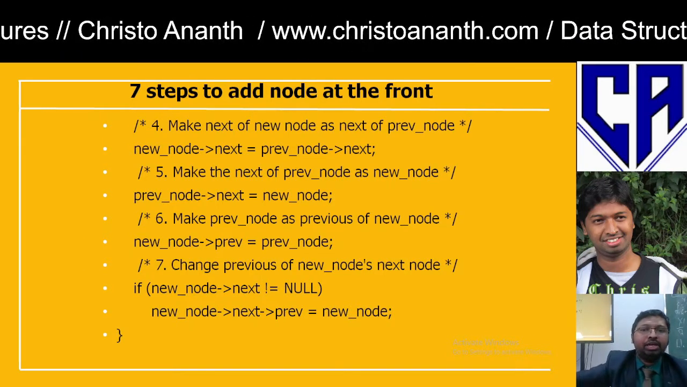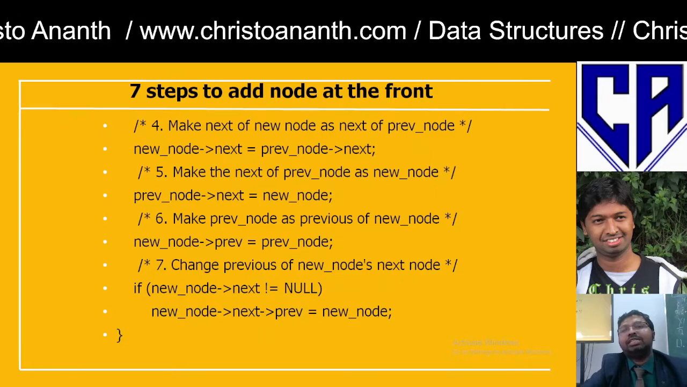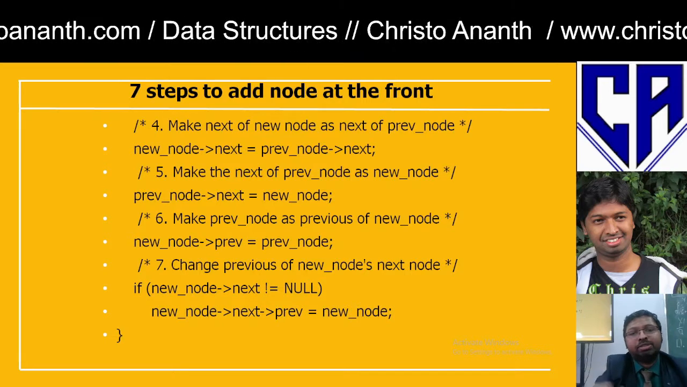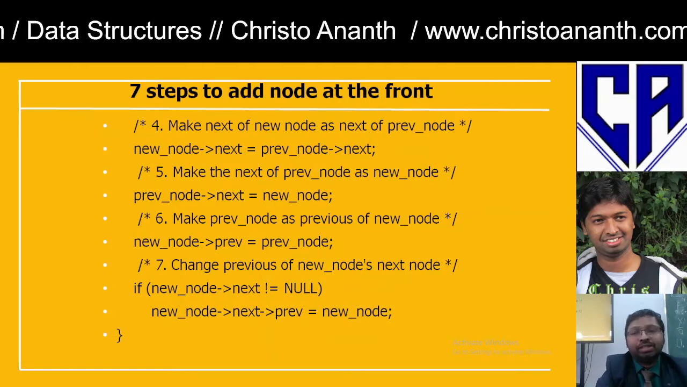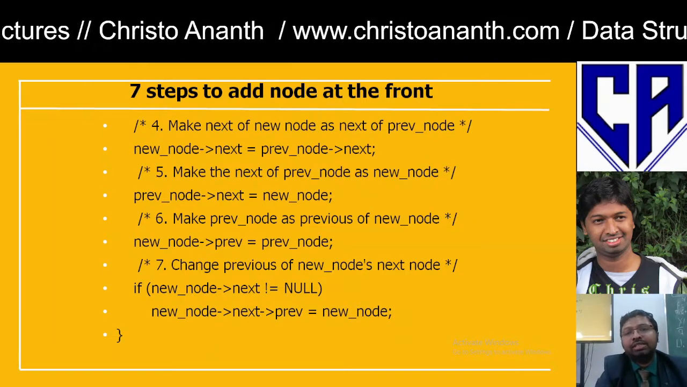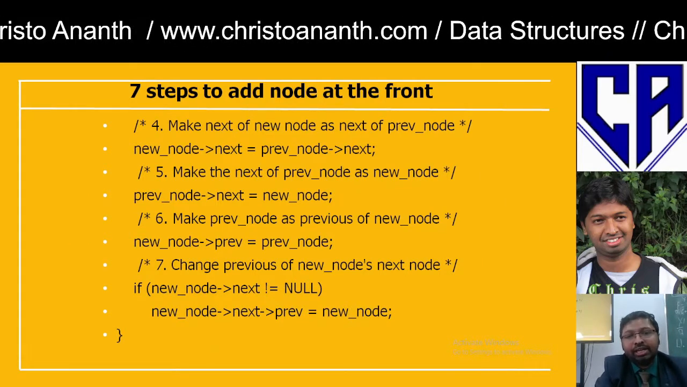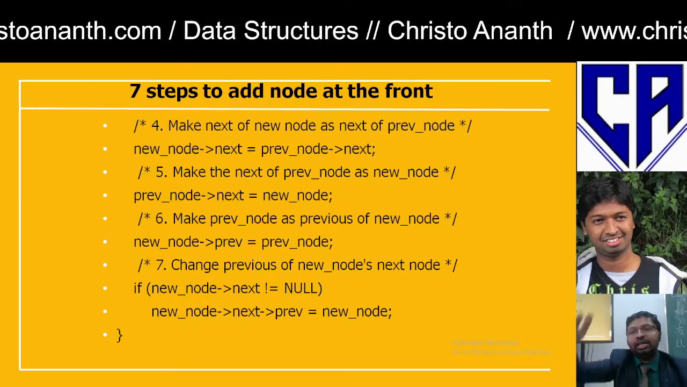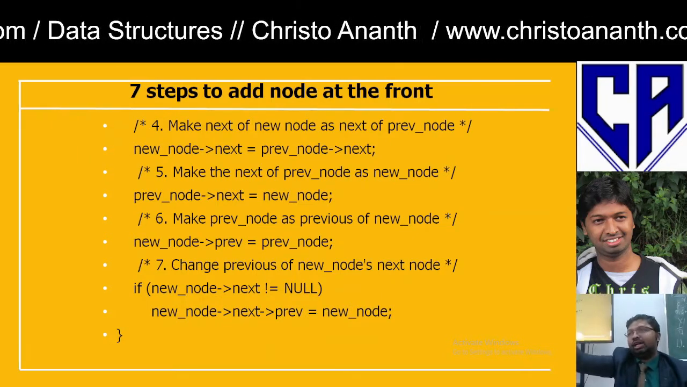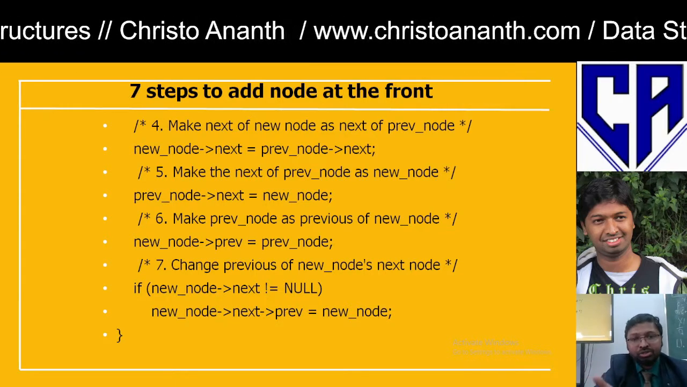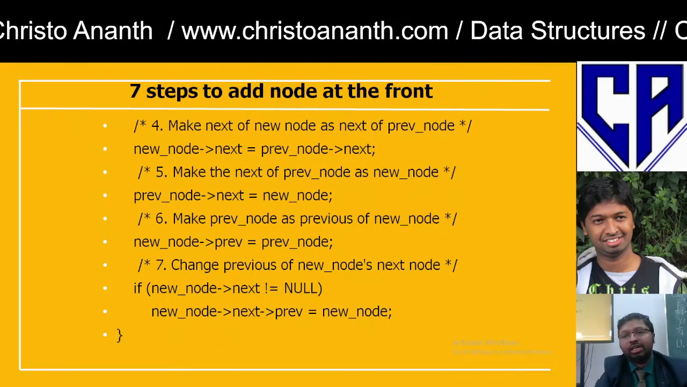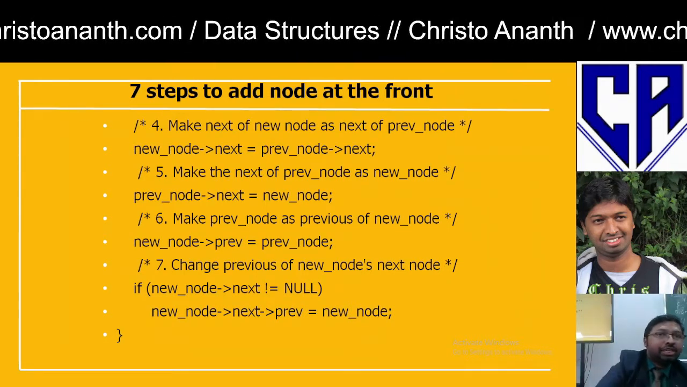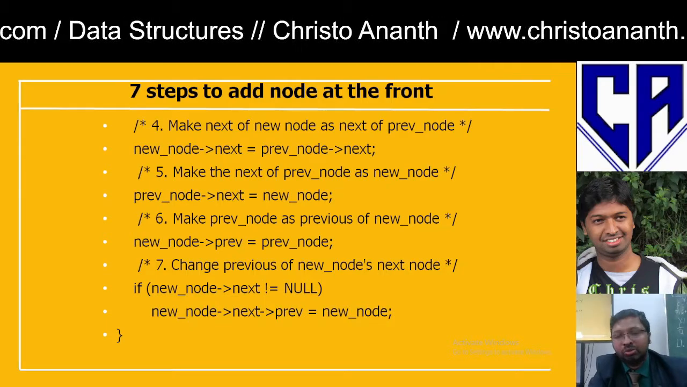Step 5, make the next of the previous node as the new node. So previous_node next is equal to new_node. And finally step 6, make previous node as the previous of the new node. So new_node previous is equal to previous_node. And finally step 7, change the previous of the new node's next node. So finally you check whether it is not equal to null. If new_node next is not equal to null, then for both the next as well as the previous, you set it for the new node.